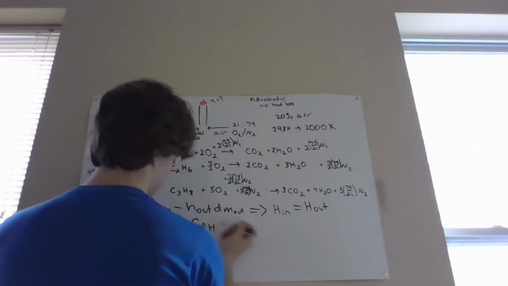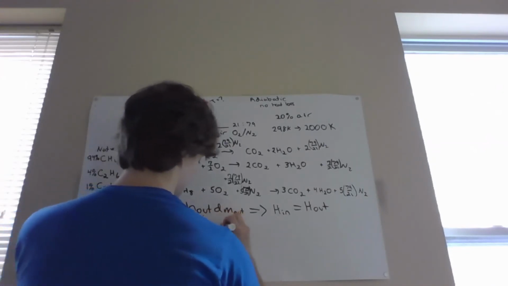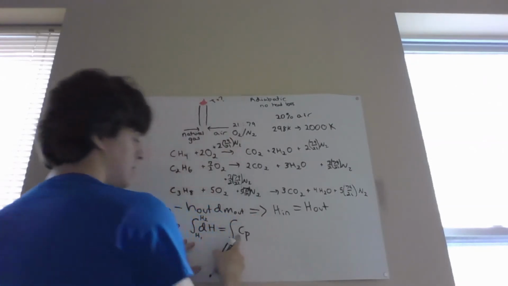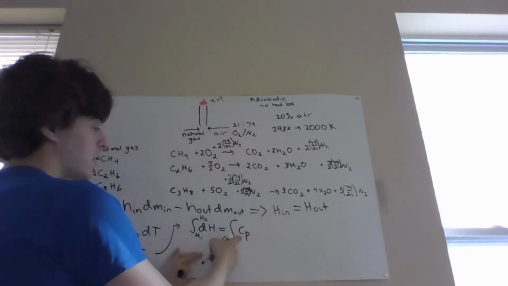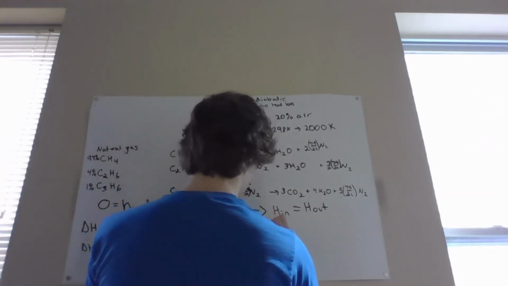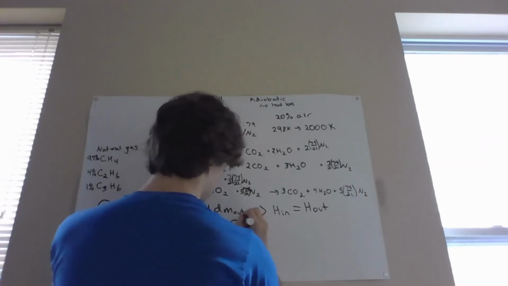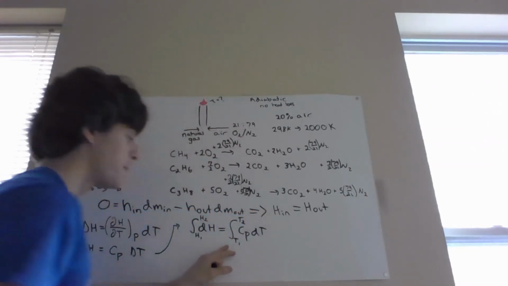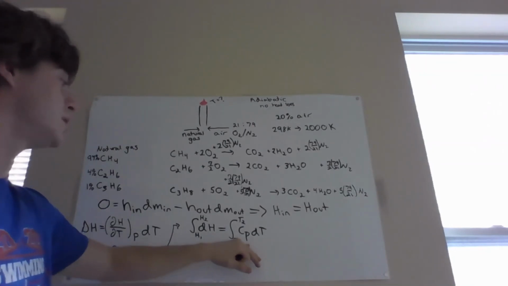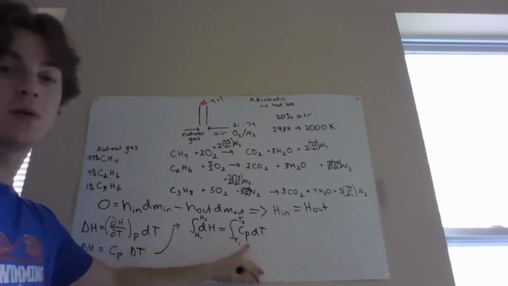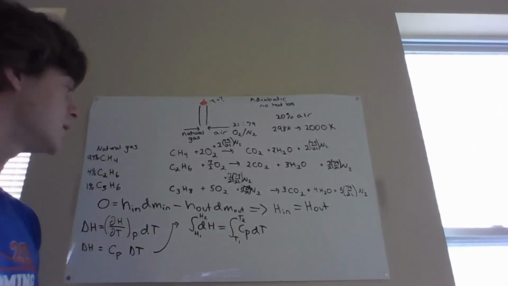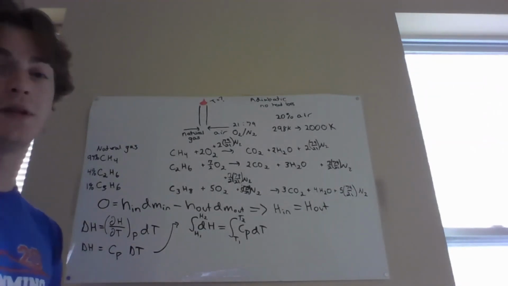from the first value to the second value will be equal to the integral of our constant pressure heat capacity times the change in temperature from the first temperature to our second temperature. And so in the next part of the video, I will be using an expression to find the integration for our constant pressure heat capacity, and then from there we'll be able to find the temperature of the flame.